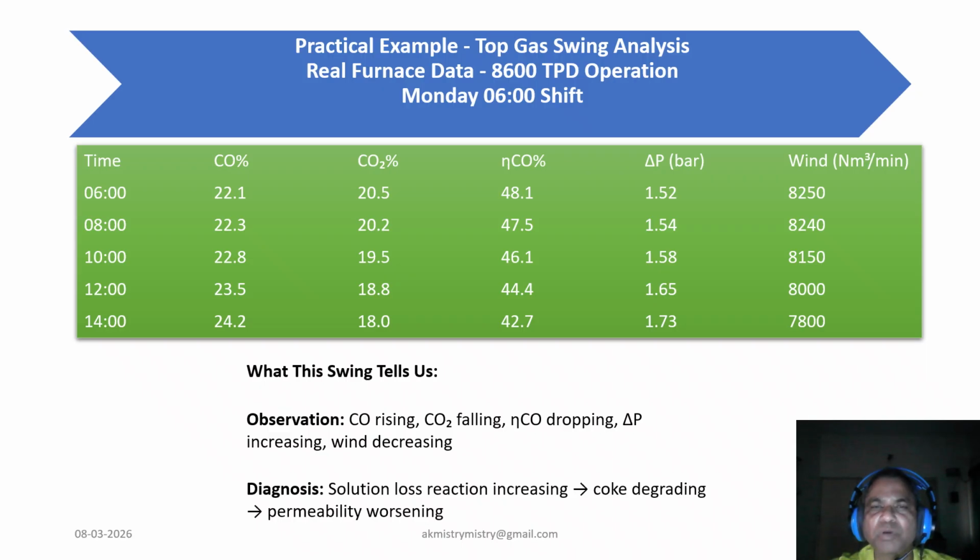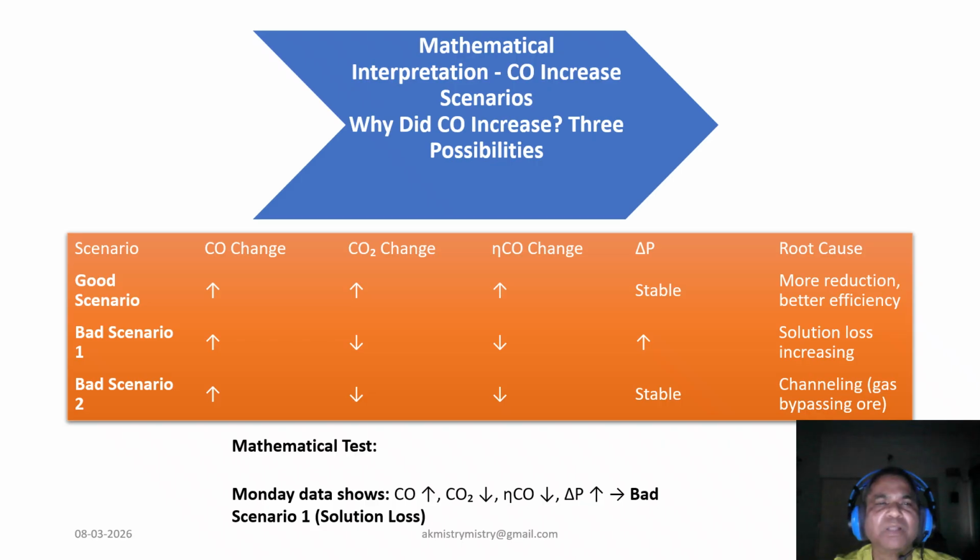Now coming to our mathematical interpretation, the CO increase scenario. So we saw CO increase. Whenever you see that, you have to ask why did CO go up? It's not always bad, but you must do the math to find out. Here are three possibilities. The good scenario: more reduction work is happening, but in that case CO2 should also be up. Your delta P should be stable and your eta CO would stay the same or even improve.